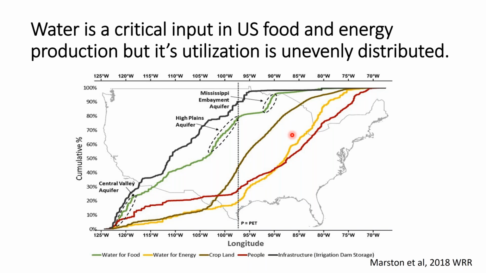Obviously in the more arid regions, you need more water to produce food, but you also see a higher propensity for thermoelectric power production in the east, and that largely corresponds to where people live as well, and the energy demand associated with them. But it's interesting nonetheless that the P equals PET line acts as some kind of threshold line for both water for food and water for energy.